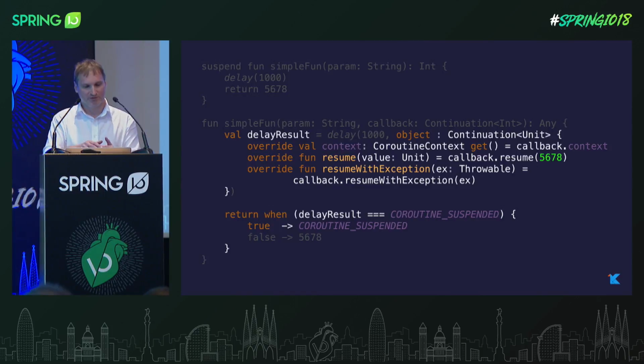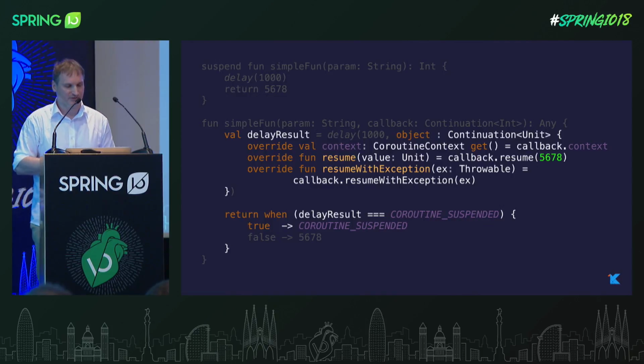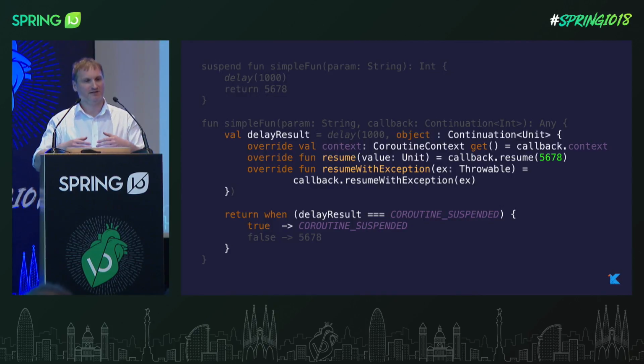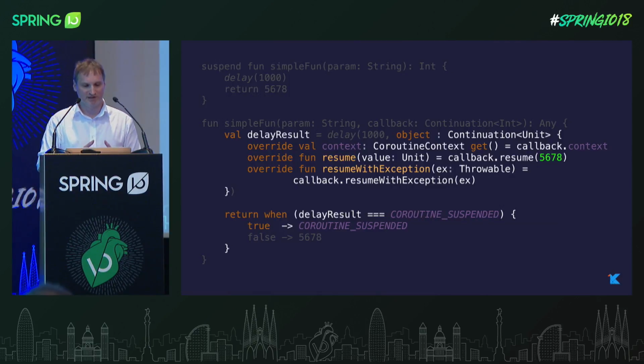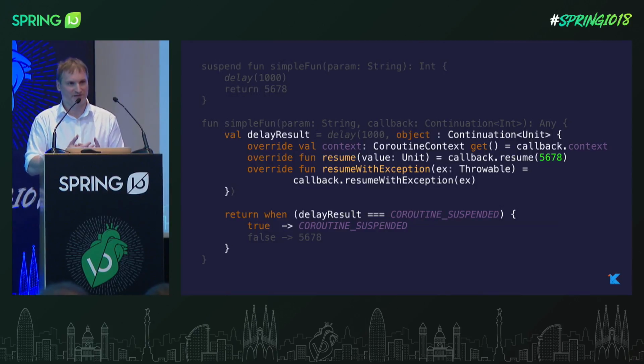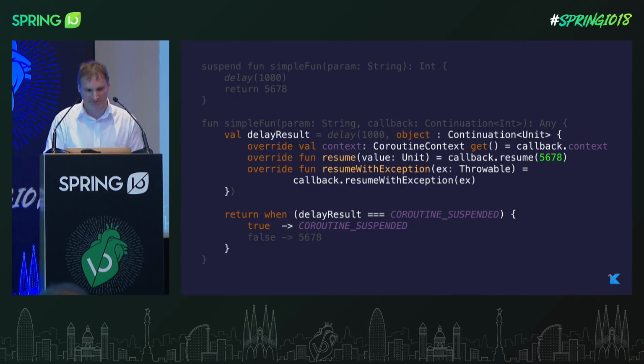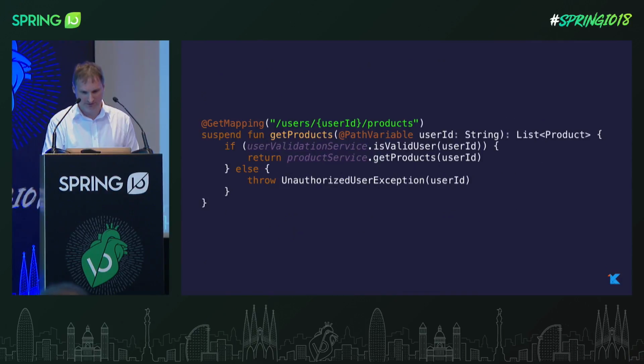And now the delay, at some point in time, which is like a second later, will call resume on our continuation that we passed to the delay. And when it calls resume, we will also call resume on the callback that was passed as a parameter to our simple function. And if delay throws an exception, then it will call a second method, which is called resumeWithException. And we will just rethrow the same exception by calling resumeWithException on the callback that was passed to us.